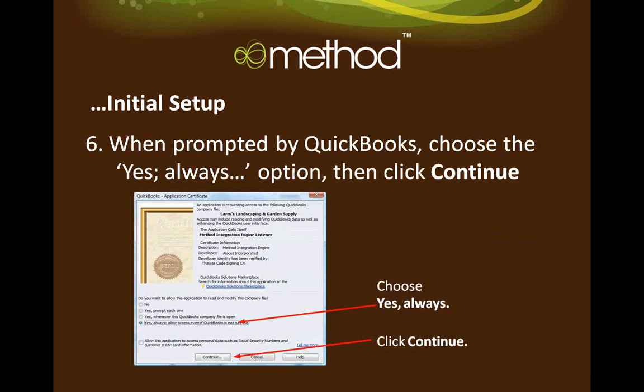Because you will have QuickBooks open during the installation, it will detect that Method is trying to connect and access it. You will be prompted by QuickBooks to grant access to both the Method listener and Method engine. You should select Yes Always in order to prevent from having to repeat this each and every time you launch your QuickBooks company file. Then click Continue.